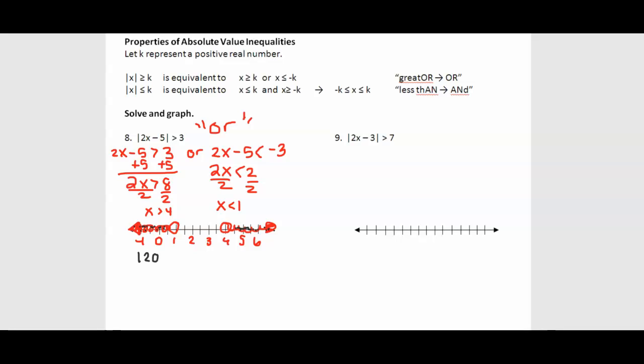Like 2 times 0 minus 5 inside the absolute value becomes the absolute value of negative 5, which is 5, which is in fact greater than 3. So if you had time and you wanted to check it, you could simply plug it in and test your points. That is not mandatory or part of the homework for this lesson. There are no extraneous solutions for absolute value inequalities like there were for absolute value equations.